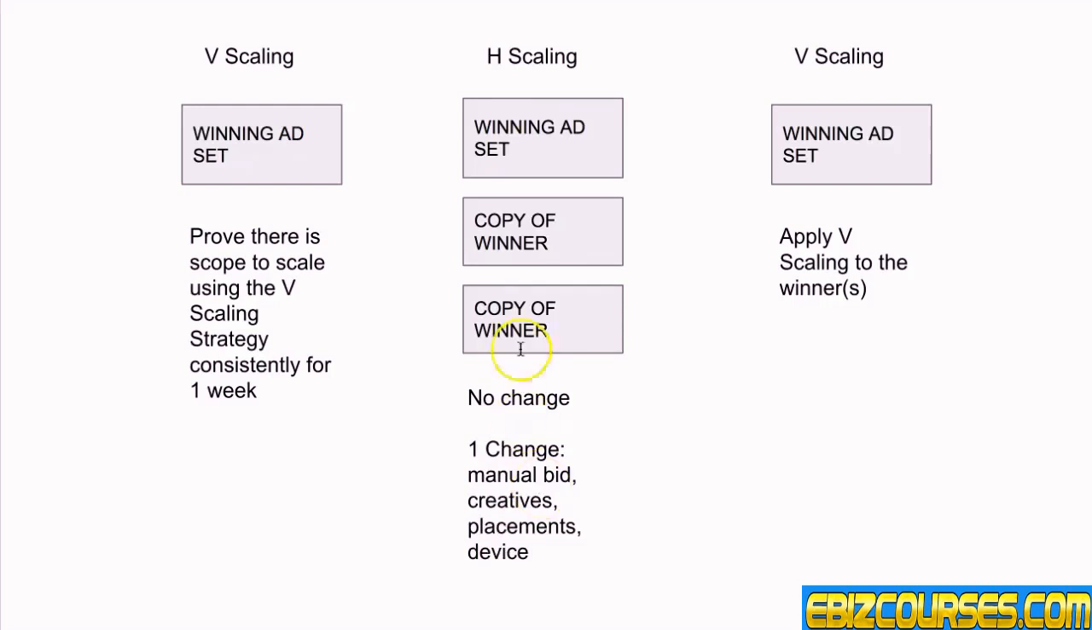Once I find a winner here, I'm again using the vertical scaling to continue scaling that up. So at this point, once I've made a duplicate of my original winning ad set, I no longer increase the budget there, so that might stay at $500. And let's say, for the sake of argument, our winning ad set is also on $500, but it's doing really well. So there again, I would go into vertical scaling.